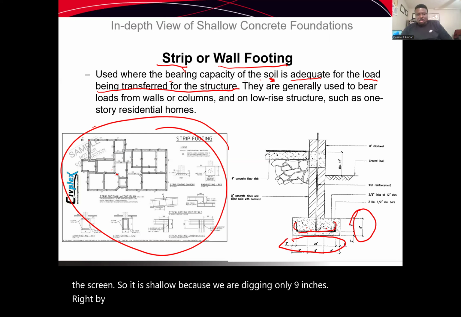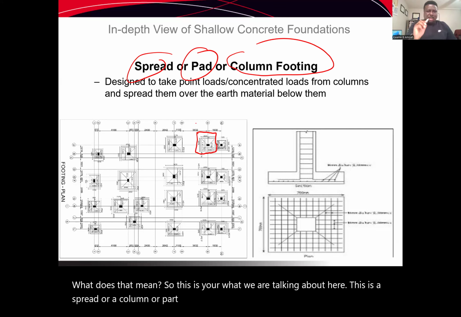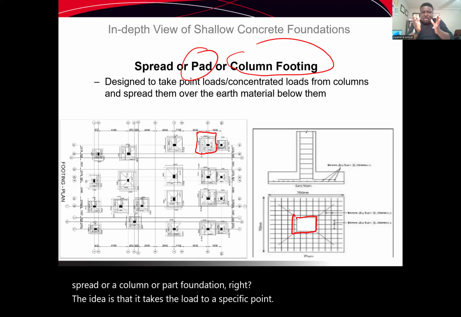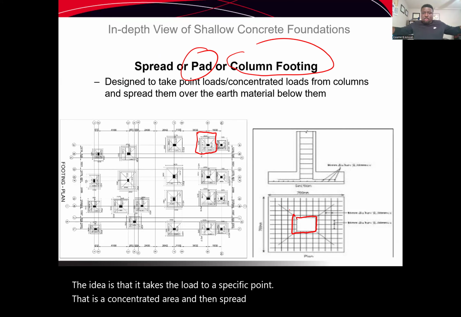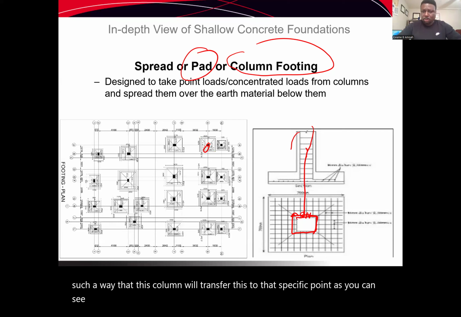Talk about spread, pad, or column foundation. What does that mean? So this is what we are talking about here. This is a spread or a column or pad foundation, right? The idea is that it takes the load to a specific point, that is a concentrated area, and then spreads it onto the soil or the earth. So you design your column and your foundation in such a way that this column will transfer the load to that specific point, as you can see here, and then from that point it can spread it.